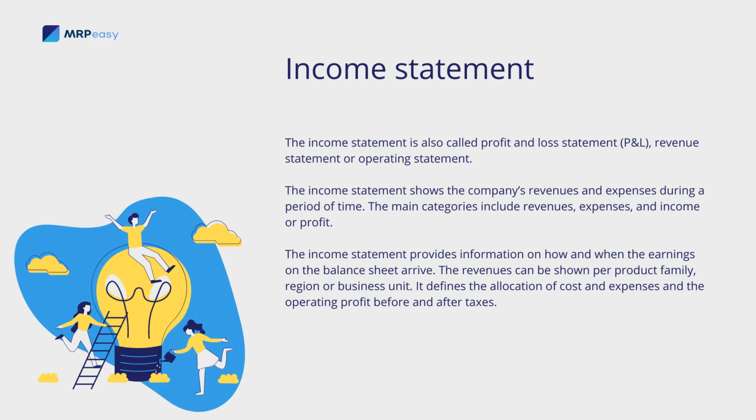The income statement provides information on how and when the earnings on the balance sheet arrive. The revenues can be shown per product family, region, or business unit. It defines the allocation of cost and expenses and the operating profit before and after taxes.